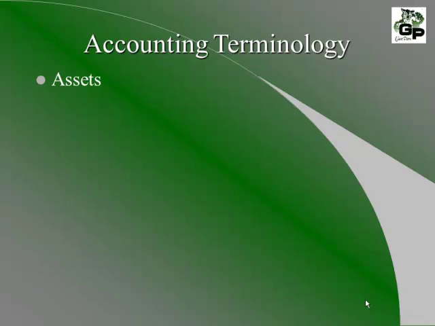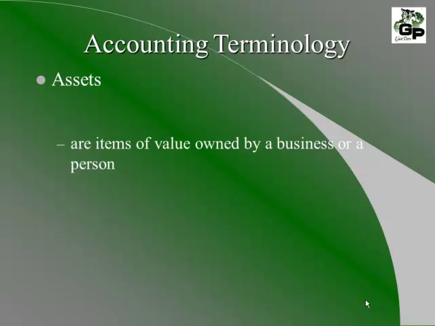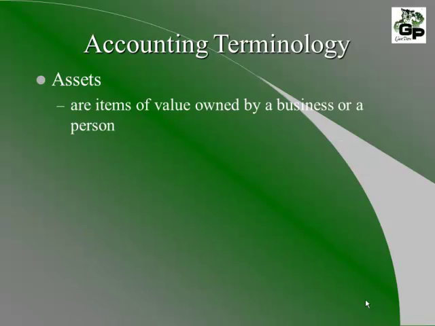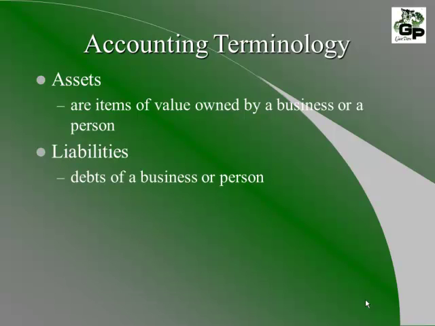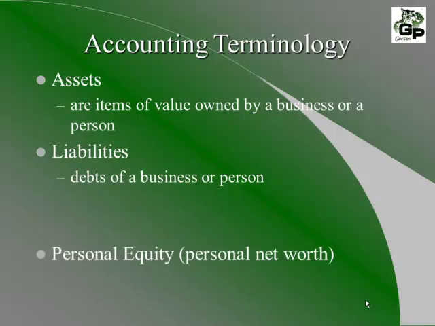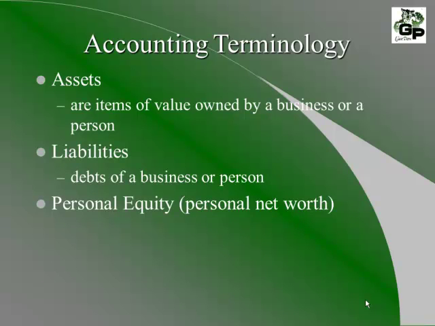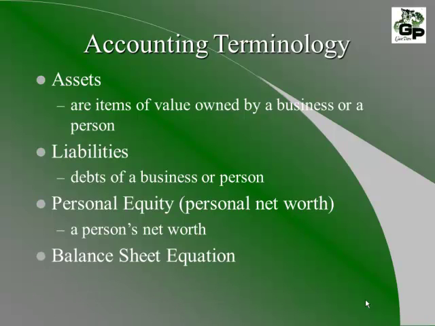Let's take a look at some of the accounting terminology. Assets. Assets are items of value owned by a business or a person. What are liabilities? Liabilities are debts of a person or a business. And personal equity, or in this case personal net worth, is a person's net worth.